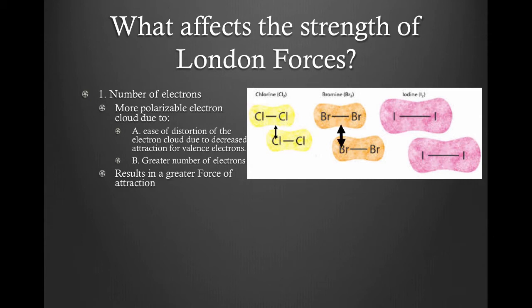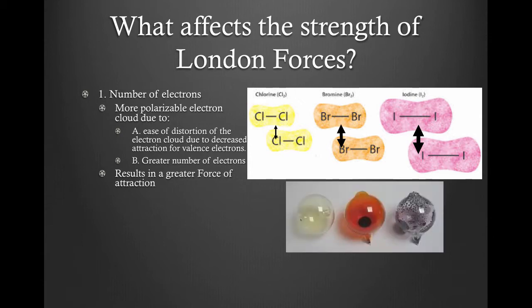And so I'll represent this with an arrow, and you'll see that iodine, because its electron cloud is more polarizable, meaning that the non-symmetry is easier to induce because of the less attraction for the nucleus, and the fact that there's more electrons means that the magnitude of that temporary dipole will be greater, so therefore the intermolecular force between iodine is much greater than chlorine.